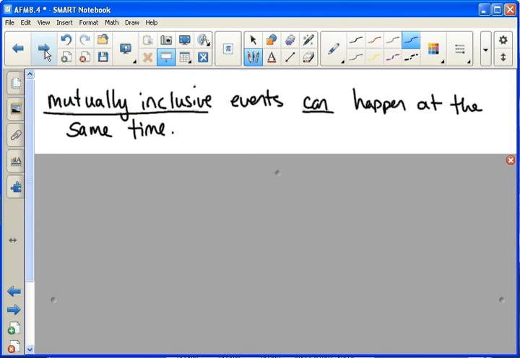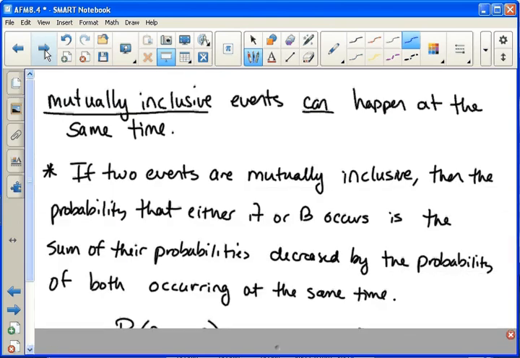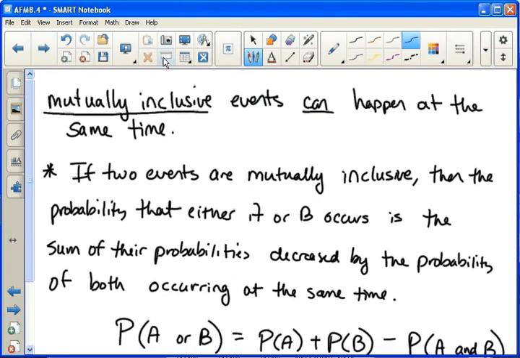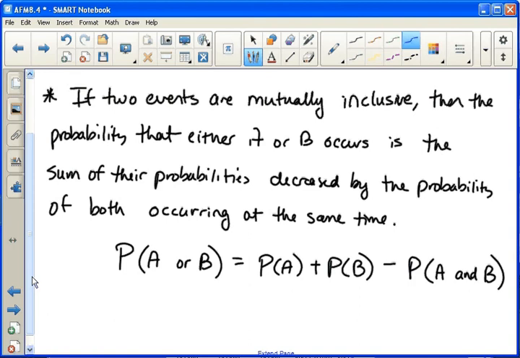And if two events are mutually inclusive, then the probability that either A or B occurs is the sum of their probabilities decreased by the probability of both occurring at the same time. So here's the formula for that. The probability of A or B, if they're mutually inclusive, meaning they can happen at the same time, is equal to the probability of A plus the probability of B minus the probability of A and B.